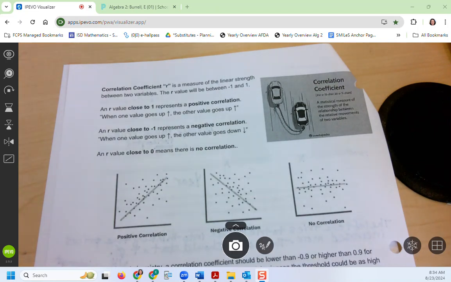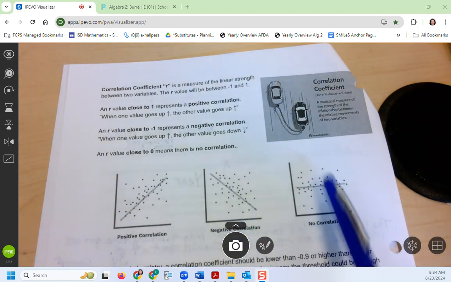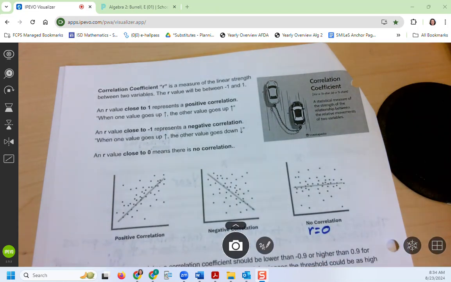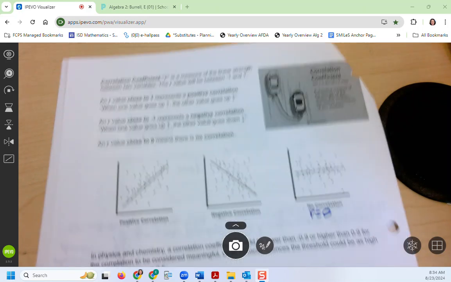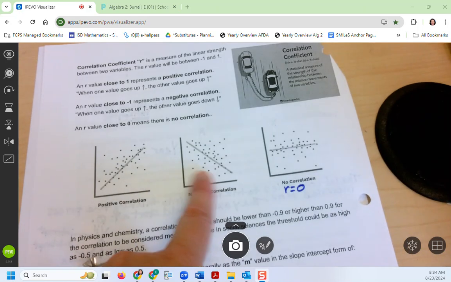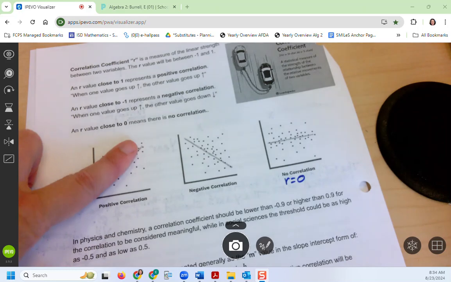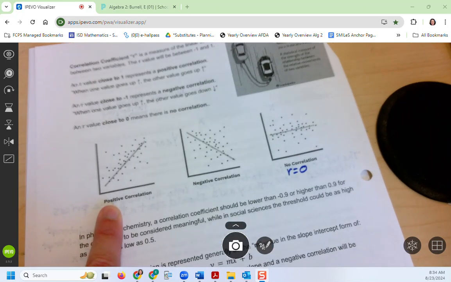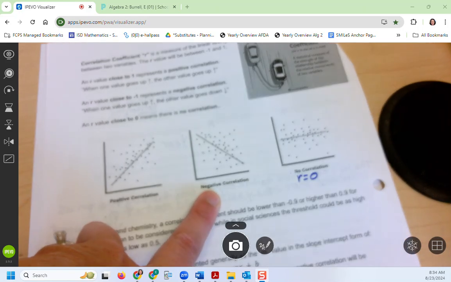An R value of 0 means that these points do not line up at all. So if you see all these points all over the place, like all of these pictures, they seem very close to a 0. R equals 0 here. No correlation between them at all. These are also close to 0, but this is going to be a positive correlation, and this is going to be a negative correlation. So this one might be like positive 0.2, and this one might be like negative 0.2.